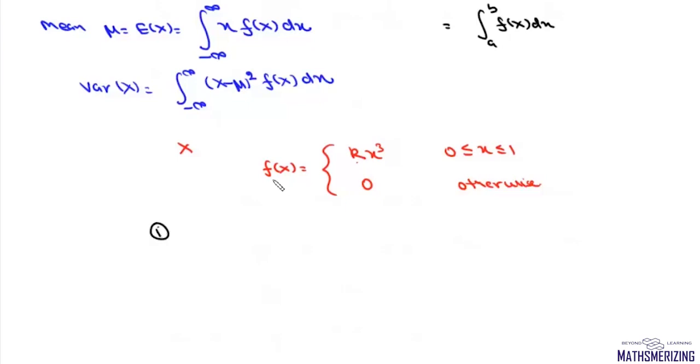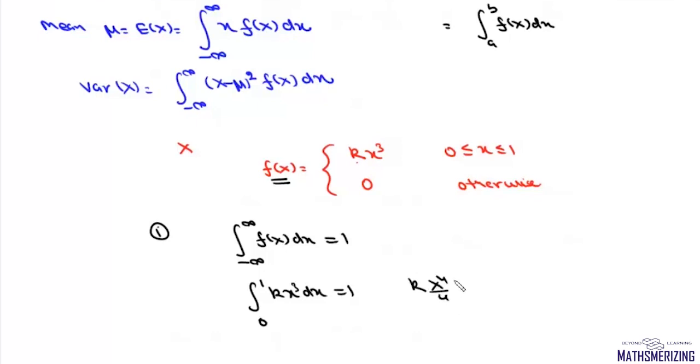Now the question is, find the value of k, the mean of the probability distribution and the variance of the probability distribution. First, if this is a probability distribution, then the integral from minus infinity to plus infinity of fx dx must be equal to 1. Now this function is 0 everywhere except between 0 and 1, so the integral will be from 0 to 1. fx dx is kx cubed dx and it is equal to 1. So we get k times x to the power 4 upon 4 from 0 to 1, which is 1. So the value of k must be 4. So if this is a probability distribution, then the value of k in this case is 4.